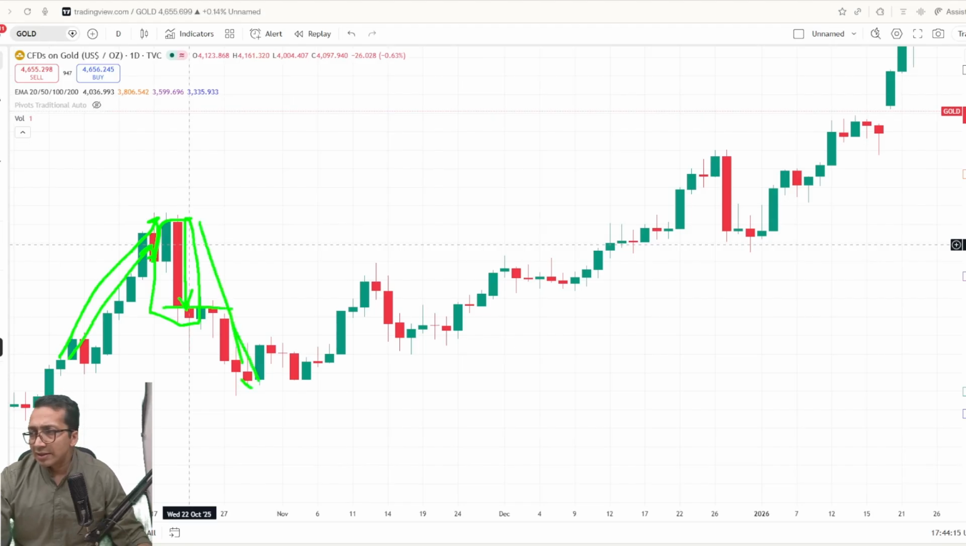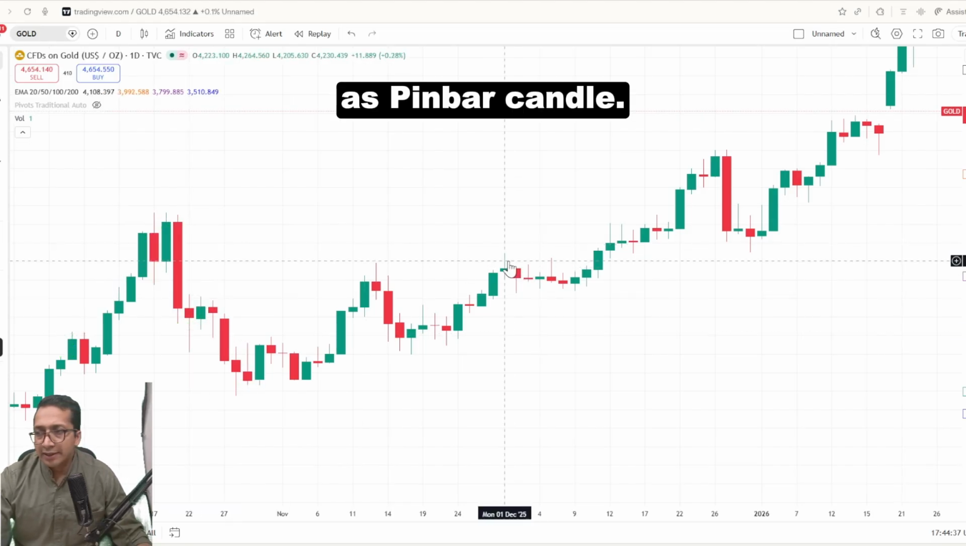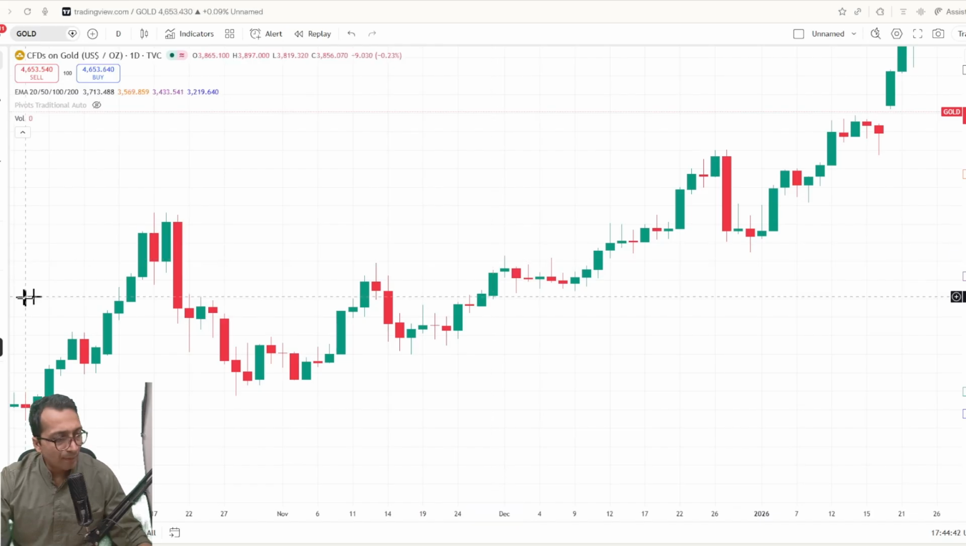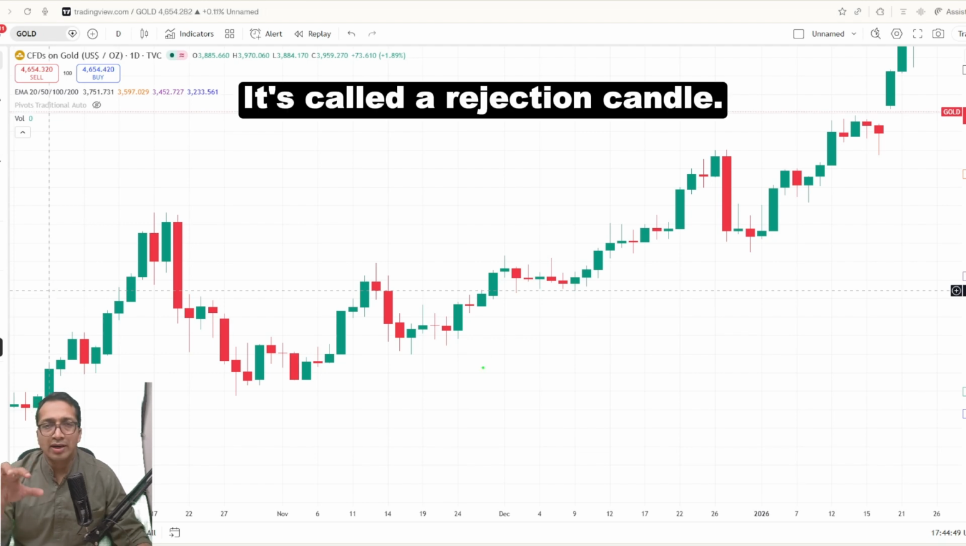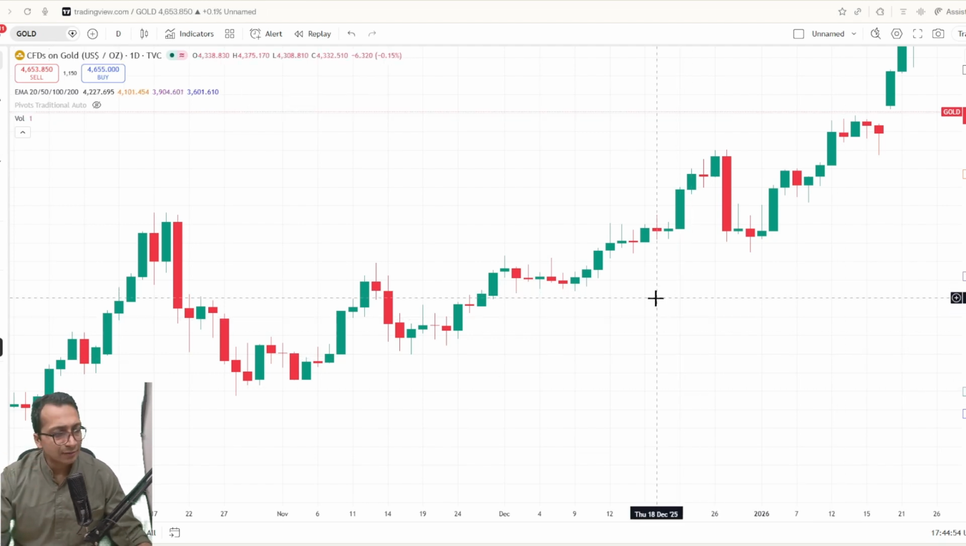Now there is another candle which we call a pin bar candle. So what happened? This is called a pin bar candle. It's like a pin and then there is a bar, so it is called a pin bar candle. It's called a rejection candle. Why rejection? Let's understand. The market here is going up. See, context matters. This is the context.